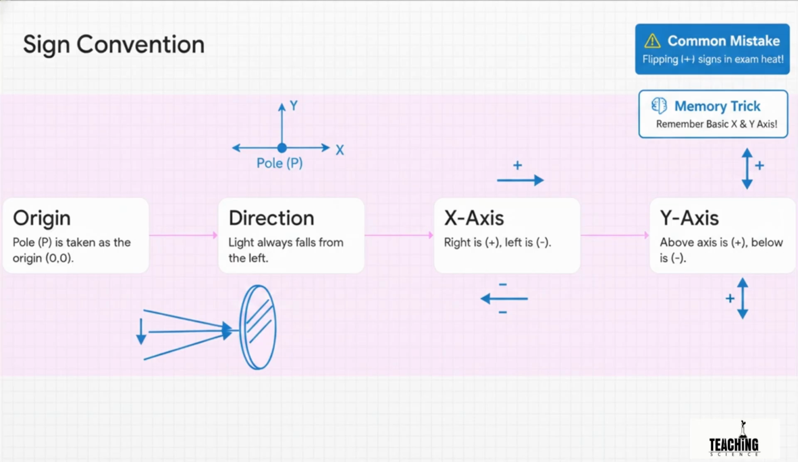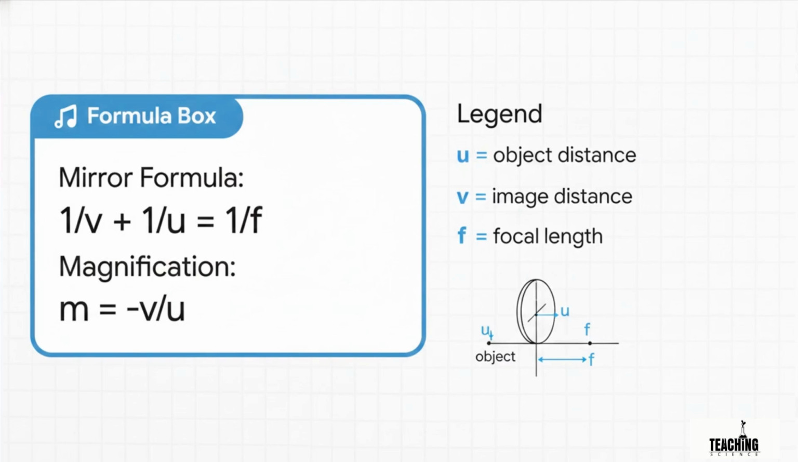Now here is a massive common mistake alert. Students frequently flip their positive and negative signs in the heat of the exam. Just remember your basic x and y axis from math class and you will never get this wrong. Once you have your signs right, you just plug them into the mirror formula box. 1 over v plus 1 over u equals 1 over f. Here, u is simply the object distance, v is the image distance, and f is the focal length.